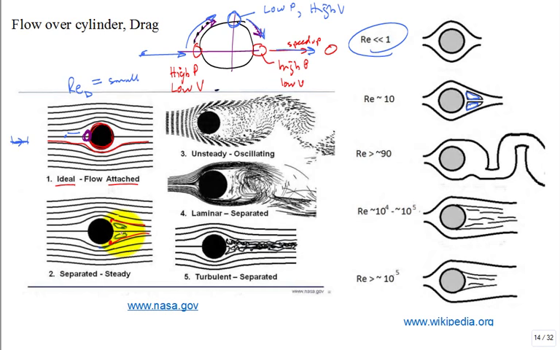Now, why did it separate? Because it's hard for the flow to navigate that turn. What's the velocity doing as it's coming on this backside right here? What is the velocity doing in that section? Velocity is going down, decreasing. What about the pressure? Going up. That's hard for flow to do.